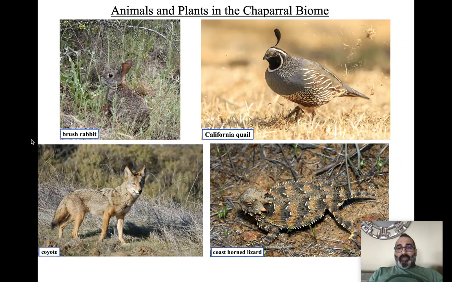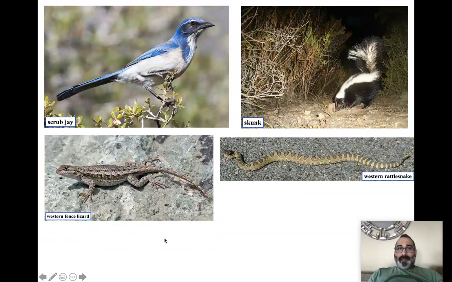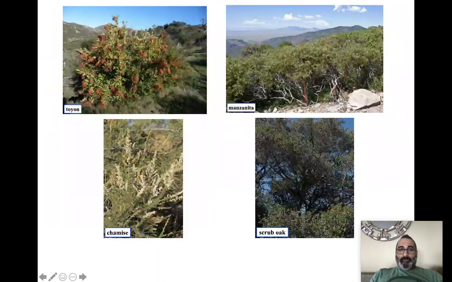Animals and plants in the biome, you've probably seen a lot of these around. These are found in our backyards: the rabbits, the quail, coyotes, lizards. All kinds of lizards, by the way. Snakes, squirrels, red-tailed hawks are common. They're out hunting for these little mice and different squirrels, whatever they can find. Jays, scrub jays, skunks, the western rattlesnake, western fence lizard. This guy's everywhere. You'll start seeing a bunch of these soon.